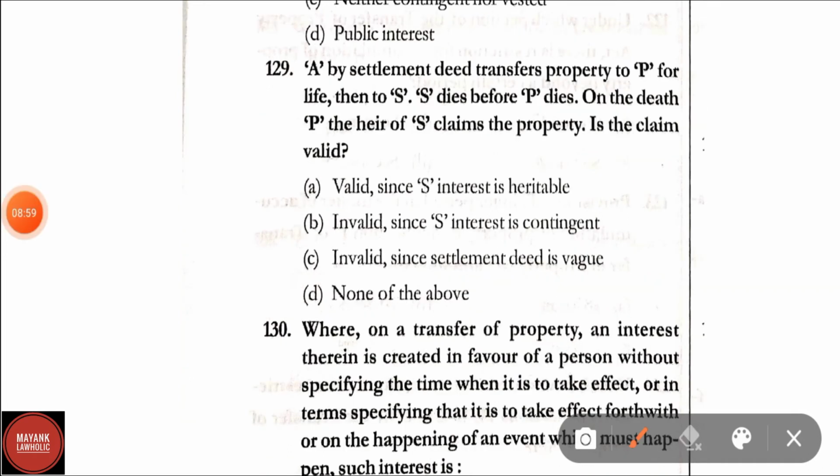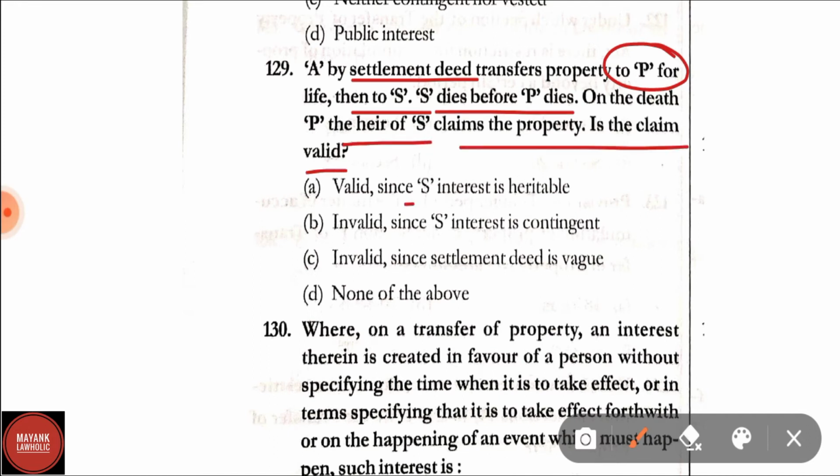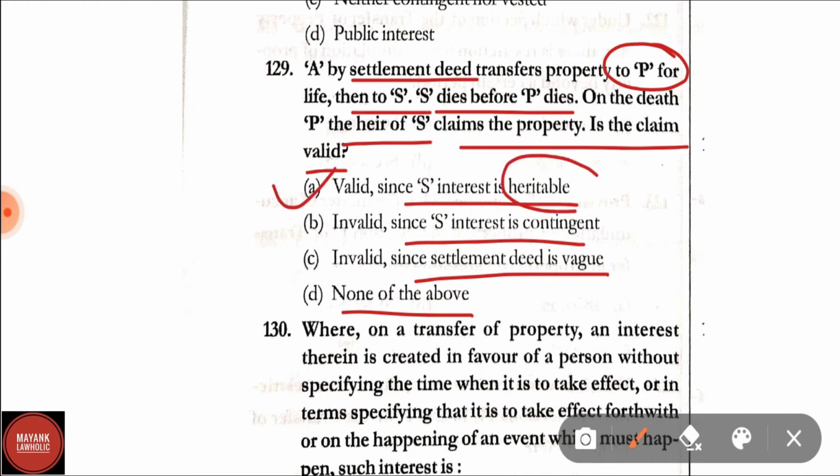Question number 129. A by settlement deed transfers property to P for life, then to S. S dies before P dies. On the death of P, the heir of S claims the property. Is the claim valid? Options are: valid since S's interest is heritable, invalid since S's interest is contingent, invalid since settlement deed is vague, none of the above. Here option A is the right answer, valid because S's interest is heritable.